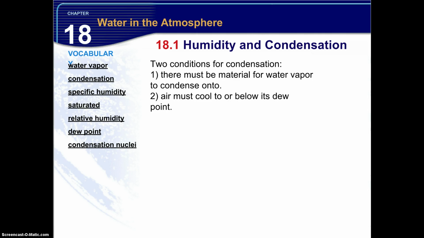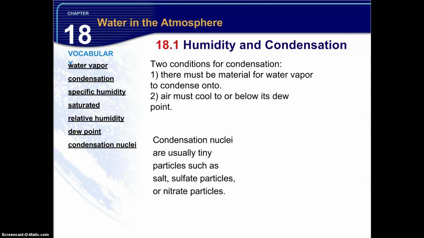Now two conditions need to be present for condensation. Number one is there must be material for water vapor to condense onto. Number two, air must cool to or below its dew point. Now condensation nuclei are usually tiny particles such as salt, sulfate particles, or nitrate particles.